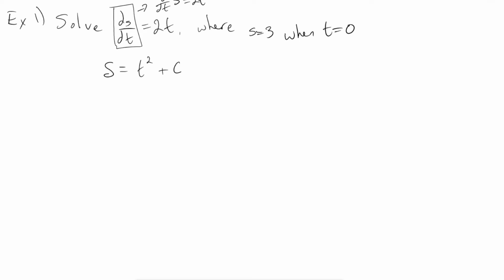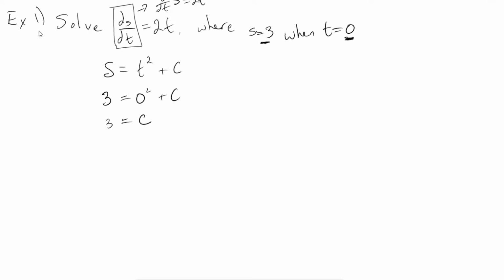But we want to find out what that unknown constant is. The way that we find out the unknown constant is looking at our conditions. So these are our initial conditions. s is equal to 3 when t is equal to 0. So we just substitute in what we have. Well, when t is equal to 0, to make s equal to 3, c must be equal to 3. So our condition there is c is equal to 3.